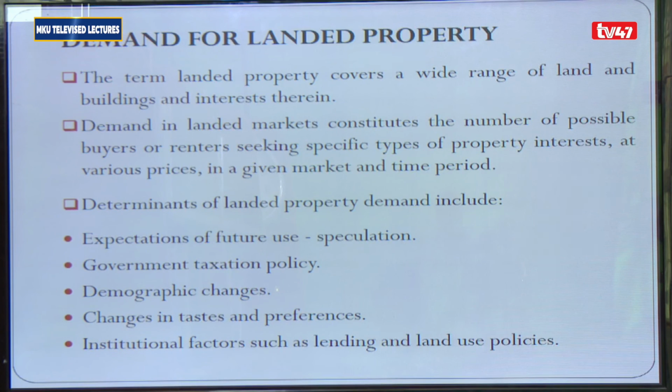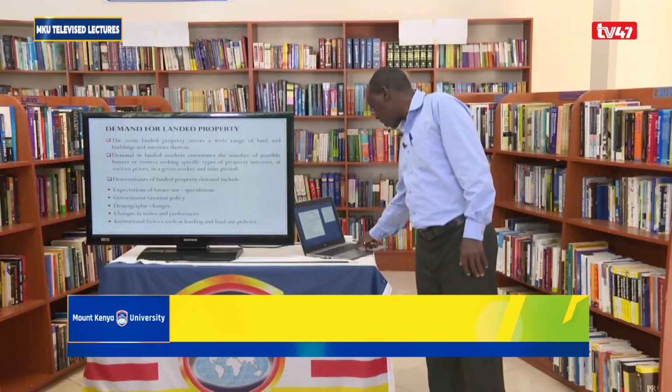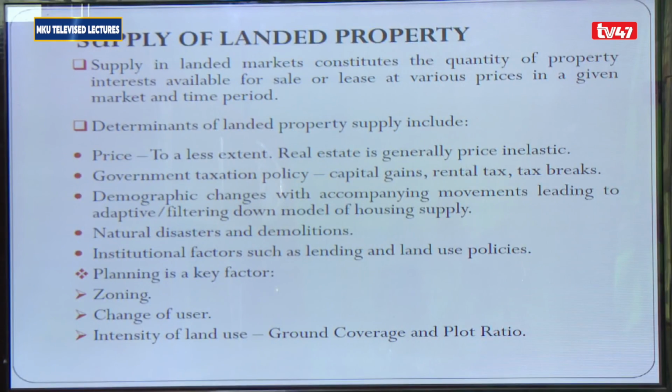I've already highlighted how government taxation policy can reduce demand or can enhance demand. Demographic changes. Do we have more and more young people growing up who require property to settle? If they require it, then more and more property will be demanded. Changes in taste and preferences, institutional factors such as lending and land use policies, which I've already highlighted. Finally, we look at the supply of landed property, which represents the quantity of property interests that are available for sale or for rent.